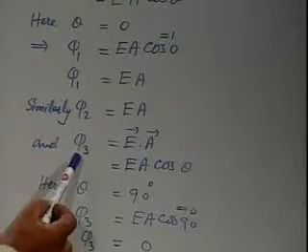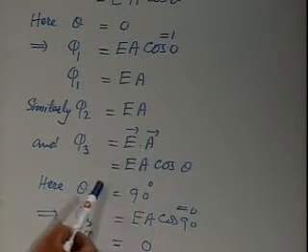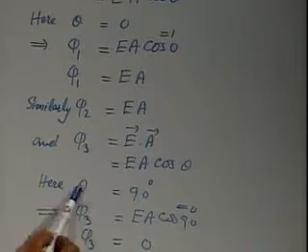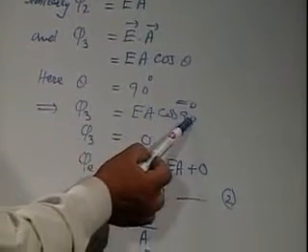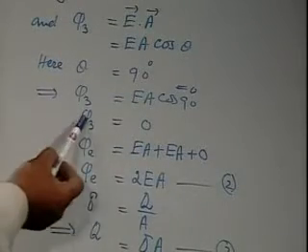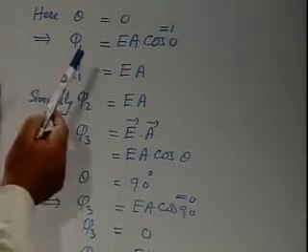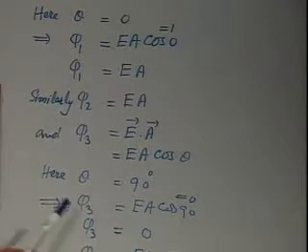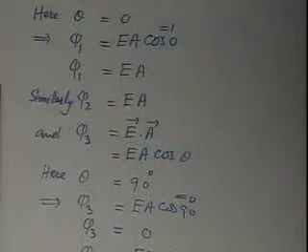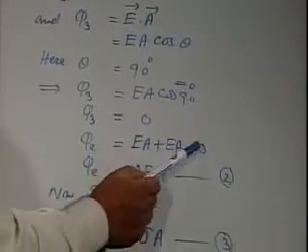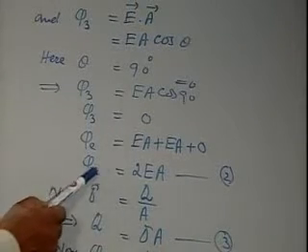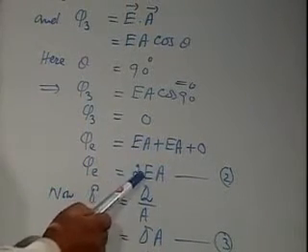90 degree. So phi 3 is equal to E dot A, EA cos theta. Here theta is equal to 90 degree. So phi 3 is equal to EA cos of 90, and cos of 90 is equal to 0. Therefore, phi 3 is equal to 0. Yes. Putting the values of phi 1, phi 2 and phi 3 in equation 1, we have phi E is equal to EA plus EA, yes, 2EA.